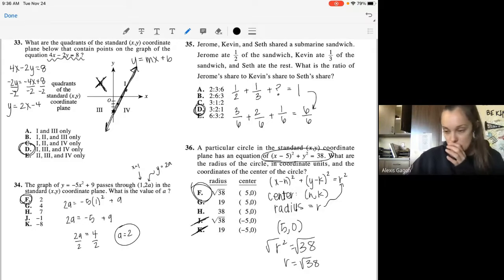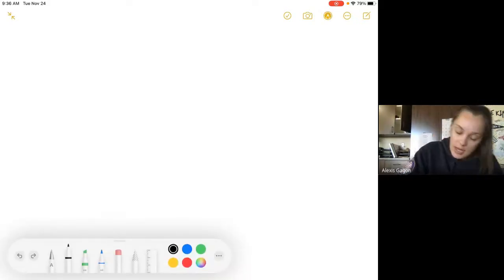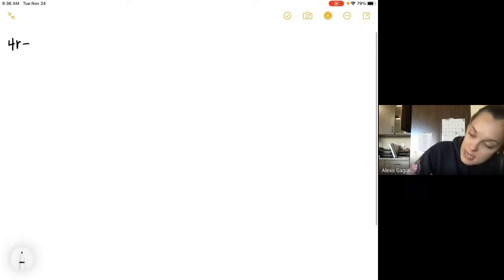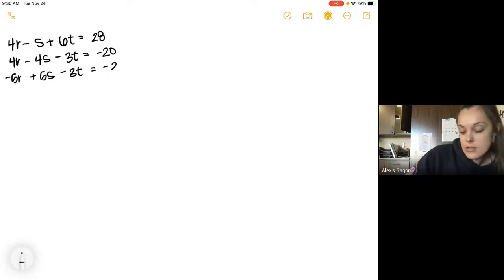Okay, I'm going to switch screens and go over some of these 3 variable equations. I suggest you write these down with me. So let's go through this one. If we have 4r minus s plus 6t equals 28, and 4r minus 4s minus 3t equals negative 20, and negative 5r plus 5s minus 3t equals negative 2.